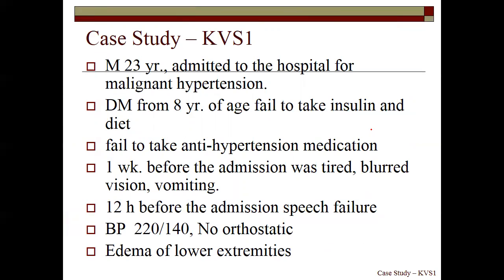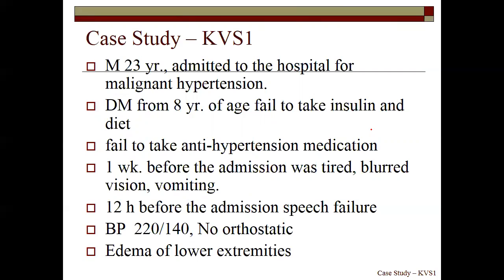So, a 23-year-old male admitted to the hospital for malignant hypertension. He has had diabetes mellitus from the age of 8. He fails to take his insulin. He fails to take his antihypertensive medications. One week before the admission, he started having vomiting. He's tired. He had blurred vision. Twelve hours before going to the hospital, he had a loss in speech.